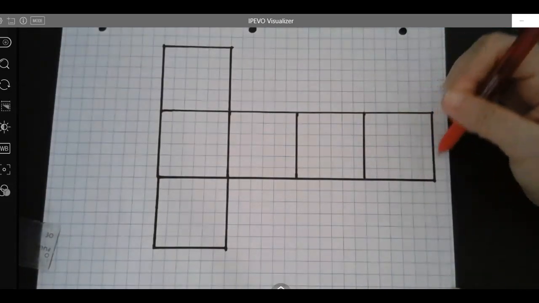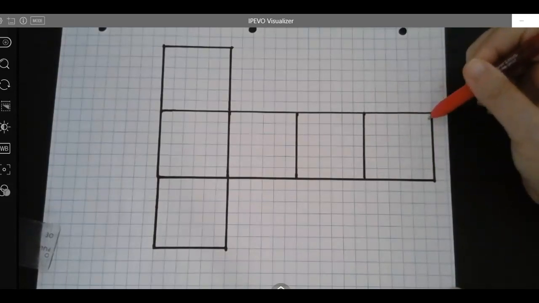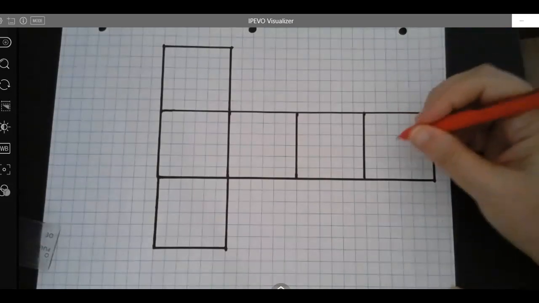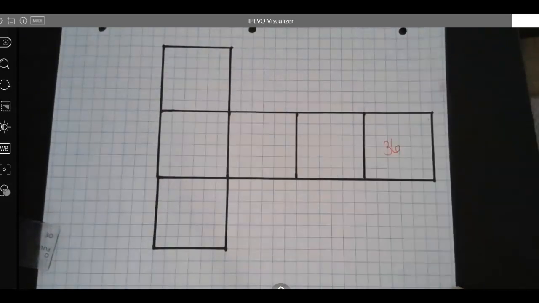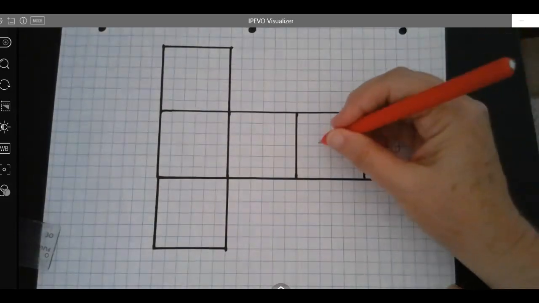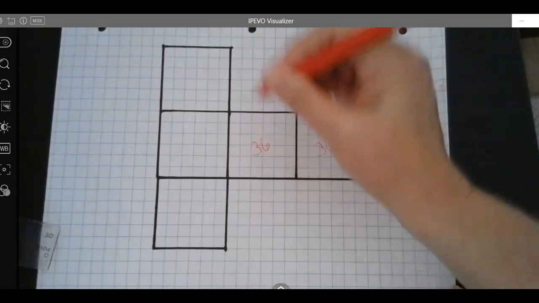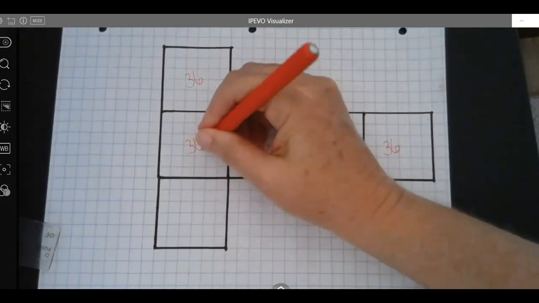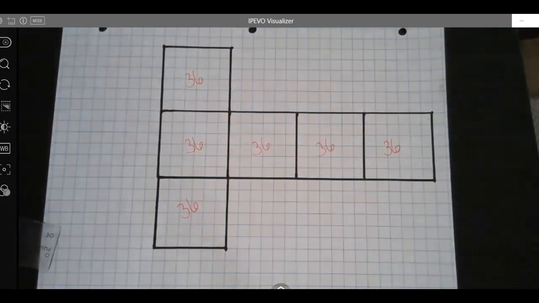We could look at just one face, and this is 1, 2, 3, 4, 5, 6 by 1, 2, 3, 4, 5, 6. So the area of this face is 36. And since it's a cube, they're all the same. So this one's 36, this one's 36, this one's 36, this one's 36, and this one is 36.